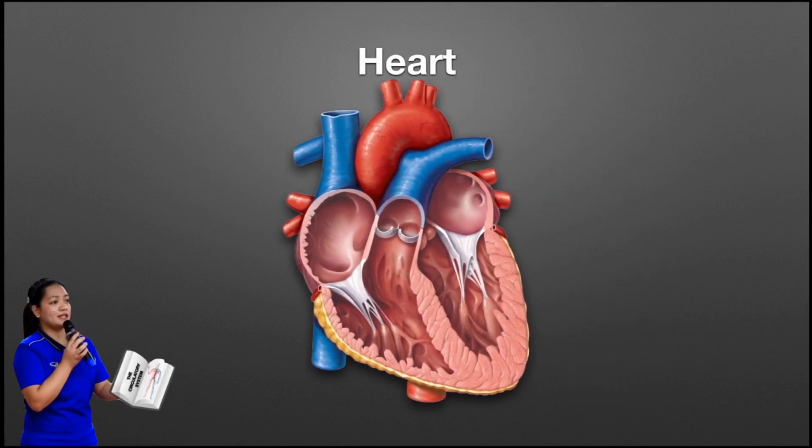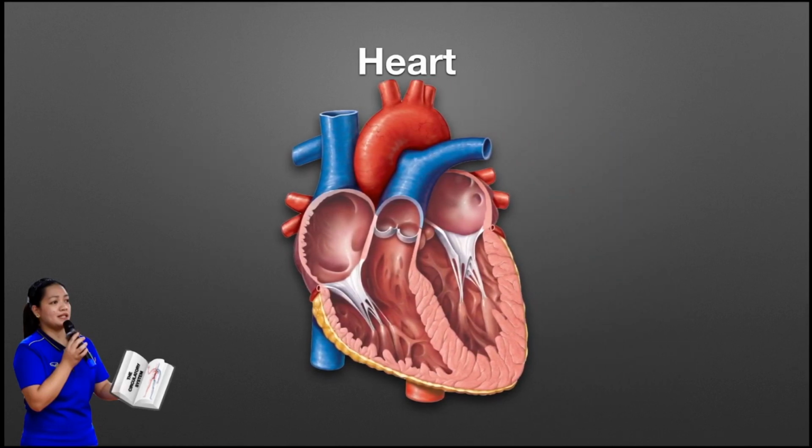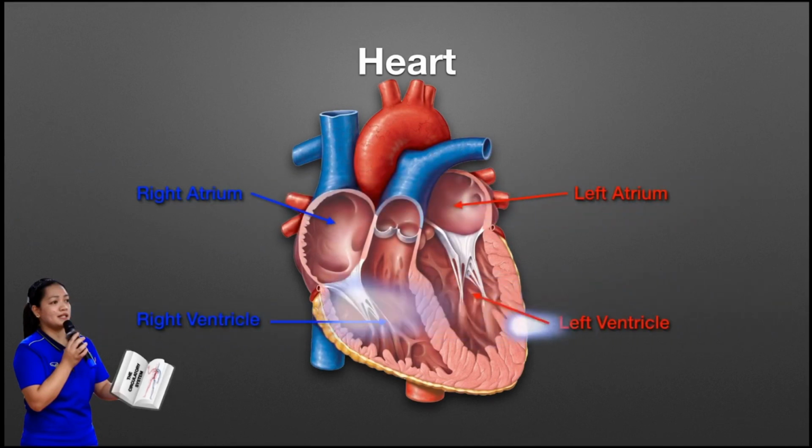The human heart has 4 chambers: 2 upper chambers, the atria, and 2 lower ones, the ventricles. The right atrium and right ventricle together make up the right heart, and the left atrium and left ventricle make up the left heart. Each day, your heart beats around 100,000 times.